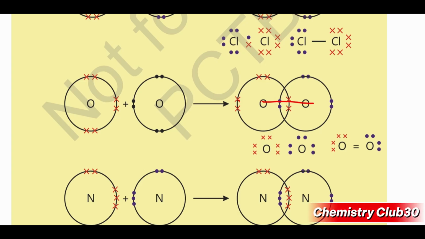An electron dot and cross formula is also given. In this case, these four electrons are the shared electrons, and these four electrons, or two lone pairs, are present on each oxygen atom. This double line is representing the double covalent bond. Each line represents an electron pair.